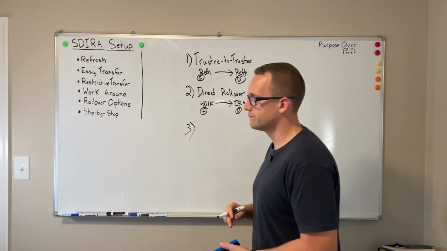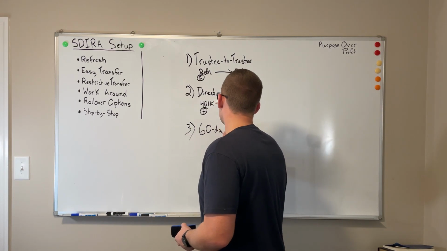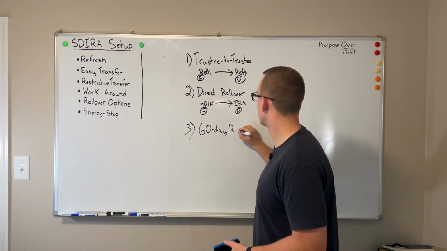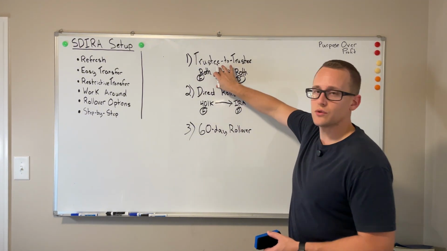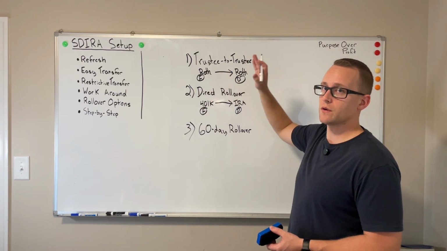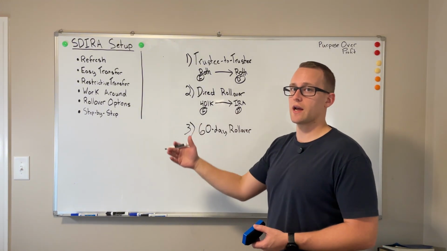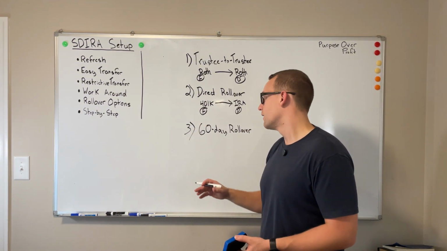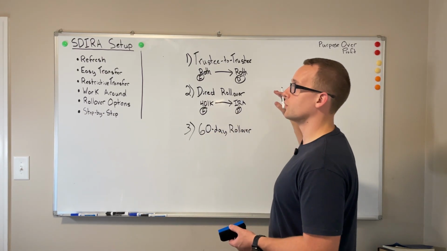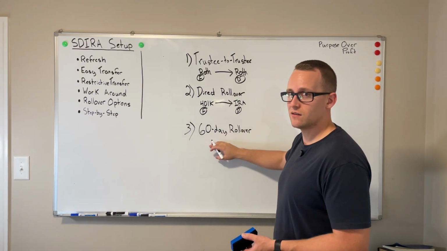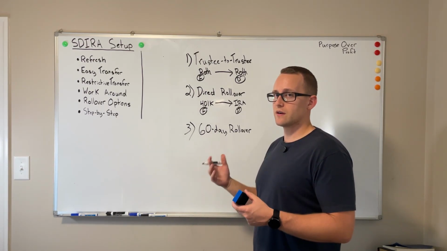And number three is going to be a 60-day rollover. Now, whereas these two up here are essentially just a transfer from institution to institution, what this one is, they're going to actually cut you a check. It's going to be in the name of your IRA, and you have 60 days to redeposit those funds into your new account. Not ideal, because if you don't do it within those 60 days, there are early withdrawal penalties, and you're going to have some issues there.